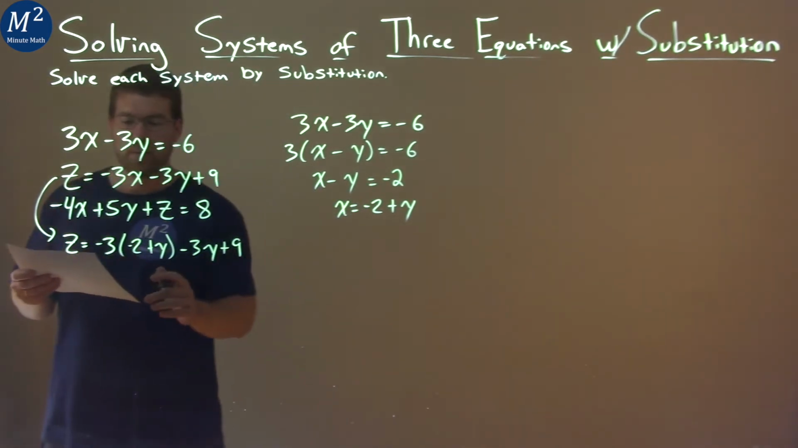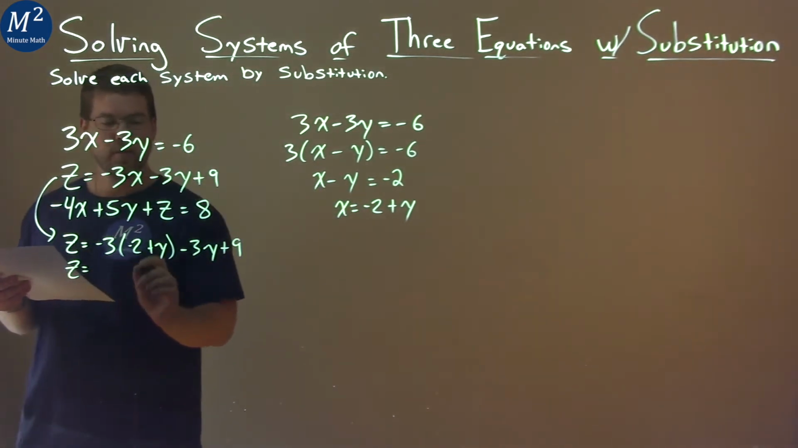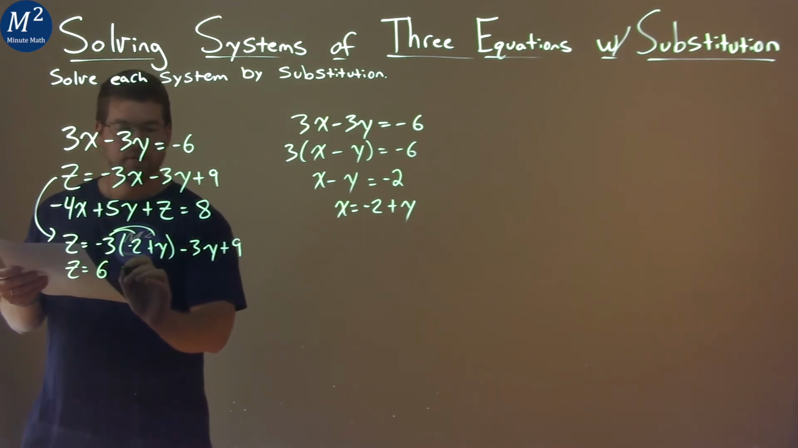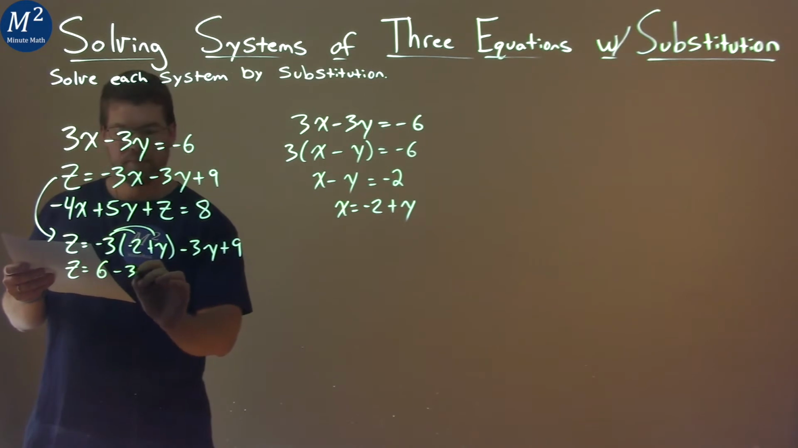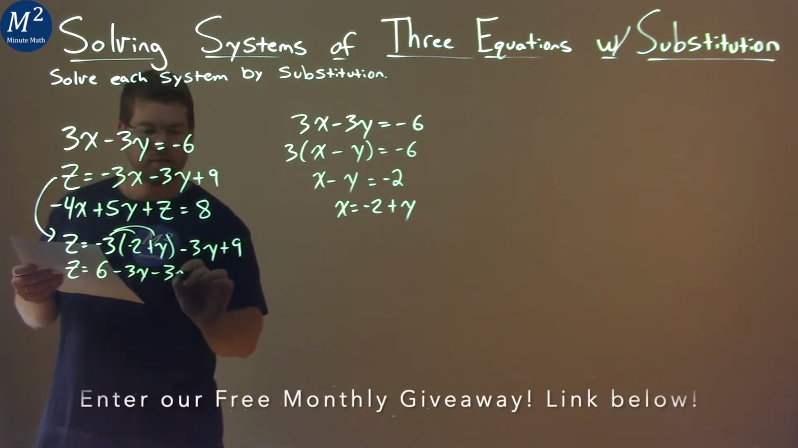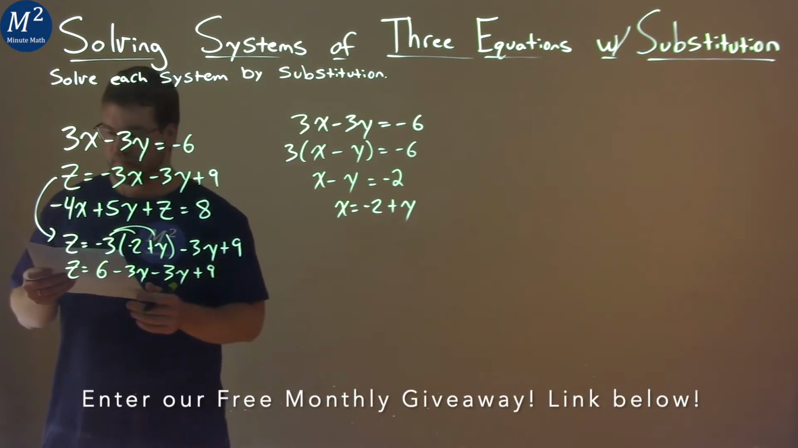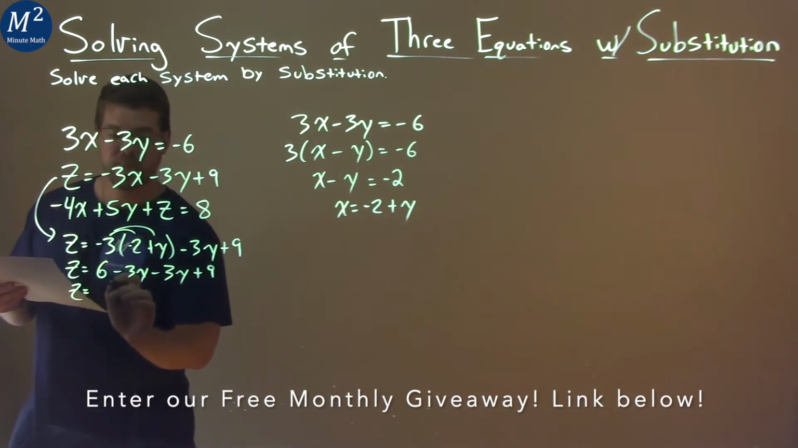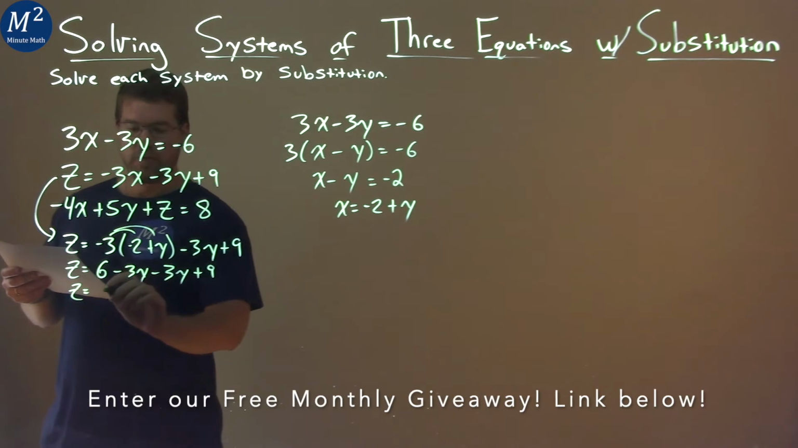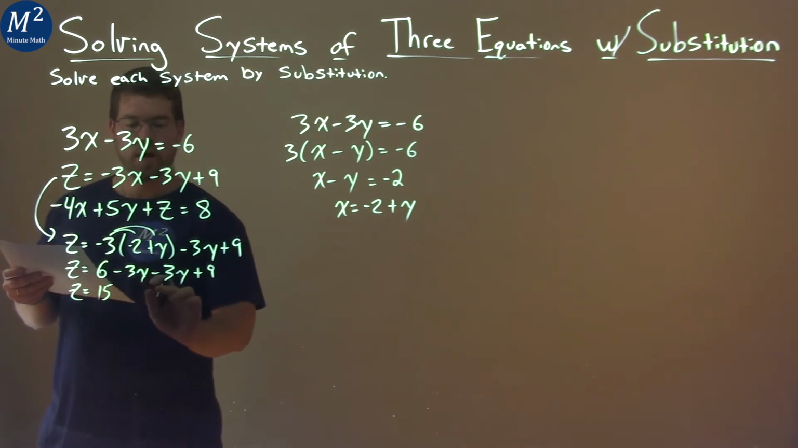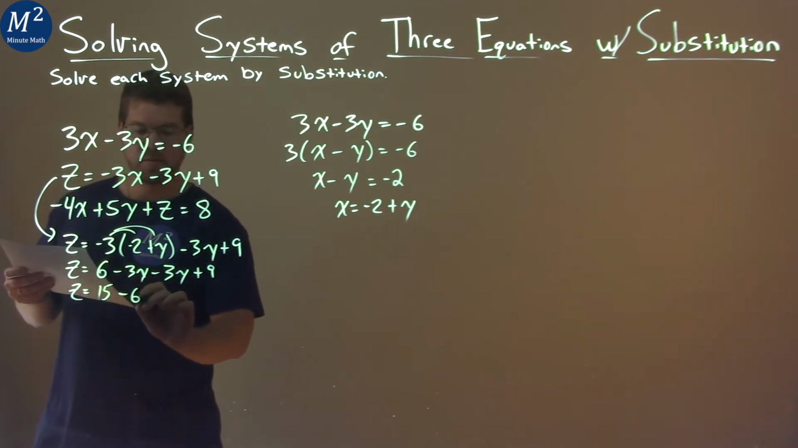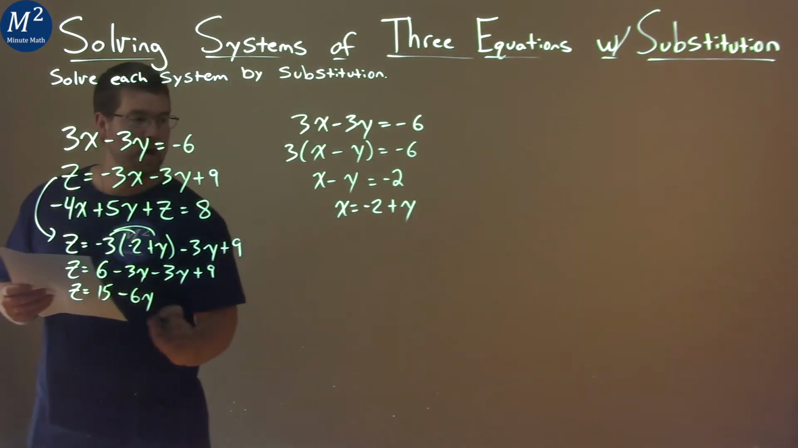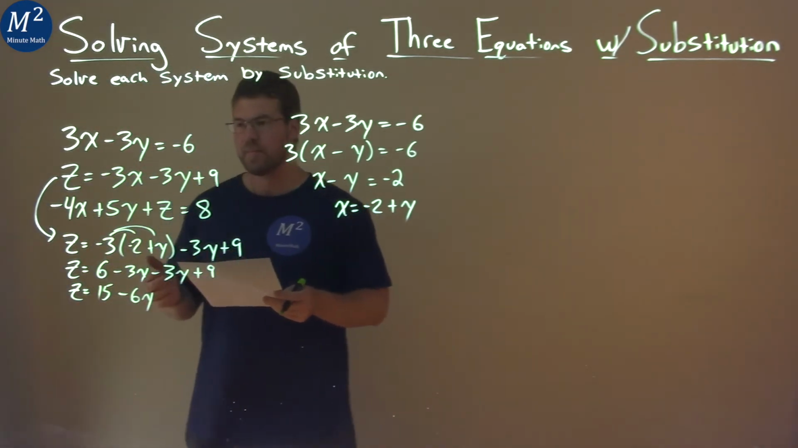So let's simplify where we can. z equals, distribute the minus 3 to both parts here, and we have a positive 6 and then a minus 3y. This minus 3y comes down, and we have plus 9. Well, now let's combine our like terms. z here, 6 and 9 become 15, and negative 3y minus 3y is a minus 6y. So now we have z in terms of y, and we have x in terms of y.